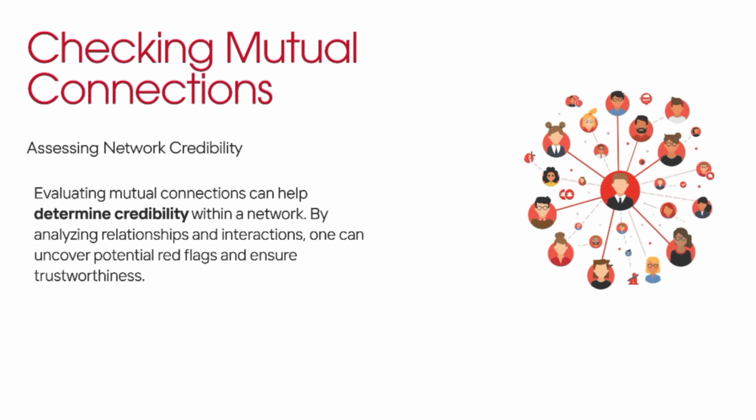Checking mutual connections. Another smart strategy is reviewing mutual connections. Are these real, active people? Do they interact naturally with the profile? Fake accounts often have random or low-quality connections. A credible network usually reflects real engagement and genuine relationships.